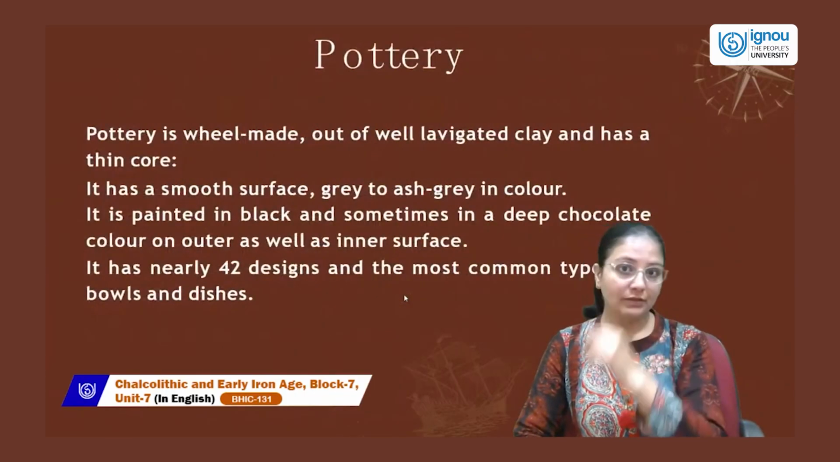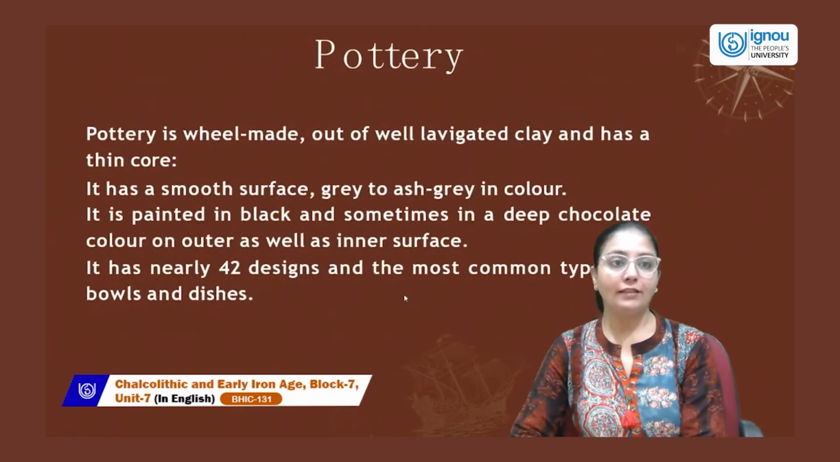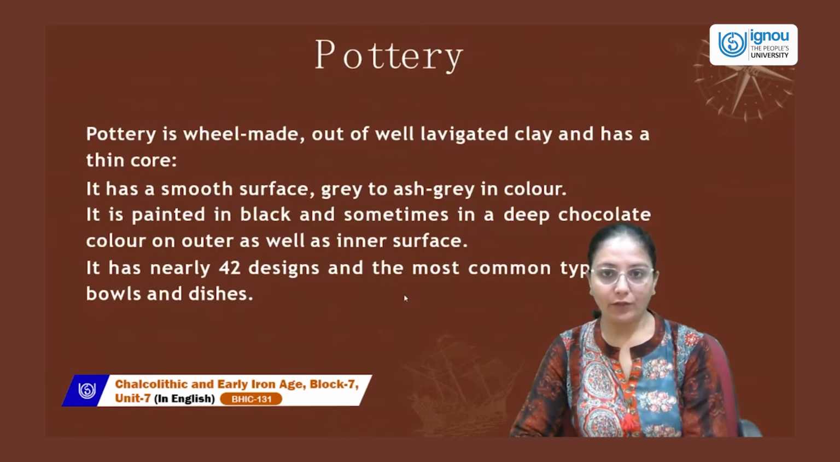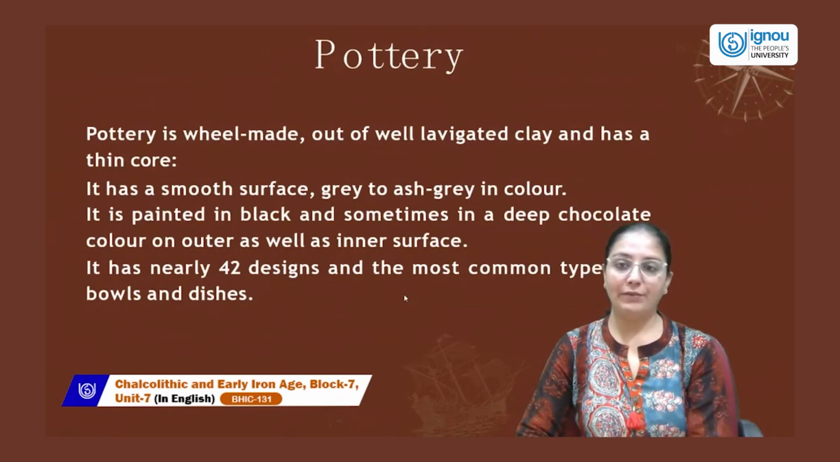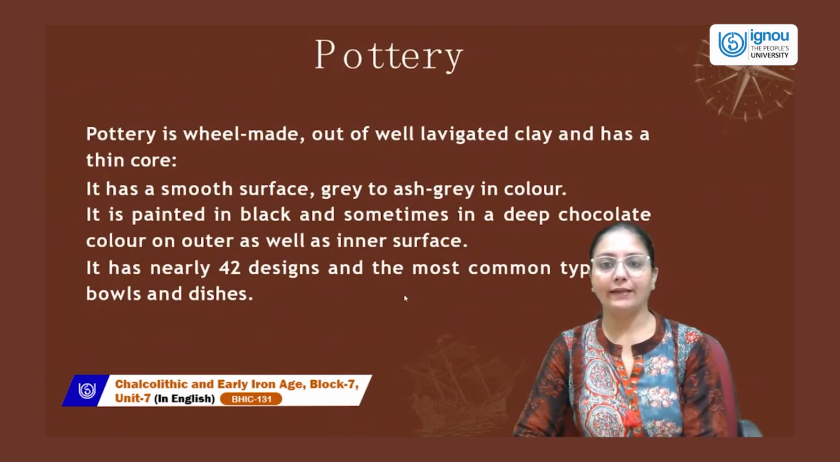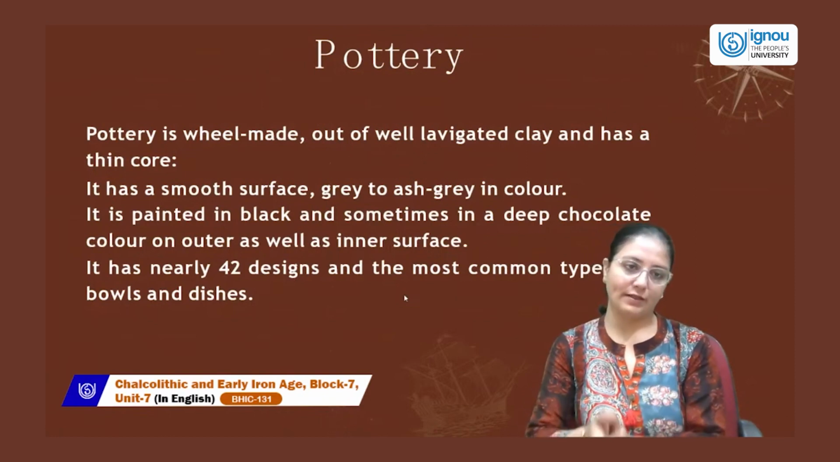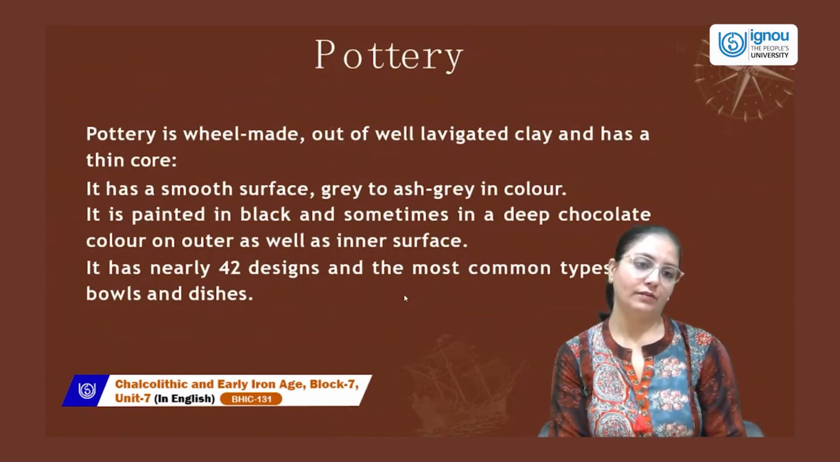Pottery is wheel made out of well levigated clay and has a thin core. It has a smooth surface, grey to ash grey in color. It is painted in black, sometimes in a deep chocolate color on outer as well as inner surface. It has nearly 42 designs. The most common types are bowls and dishes. Bowls and dishes in which we eat food.